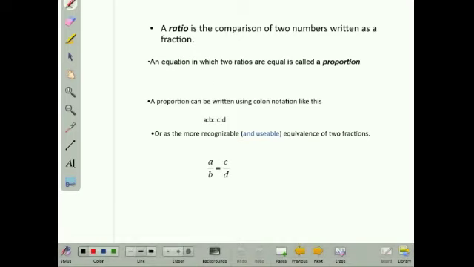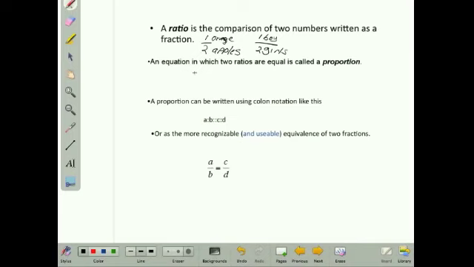So a ratio is the comparison of two numbers written as a fraction. As an example, if I'm talking about a ratio of 1 to 2, meaning for every one orange that I have, I've got 2 apples. Or 1 boy to 2 girls. Those are ratios.